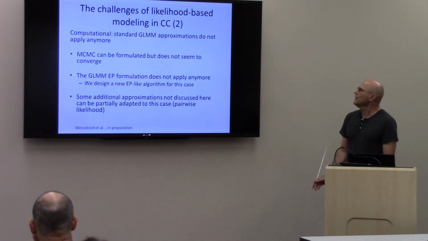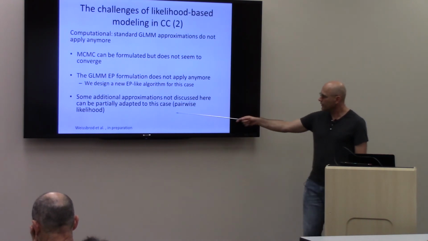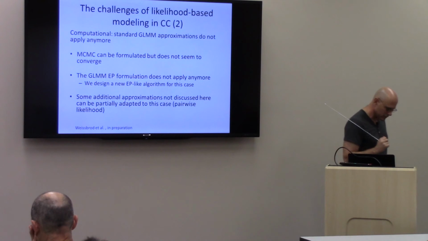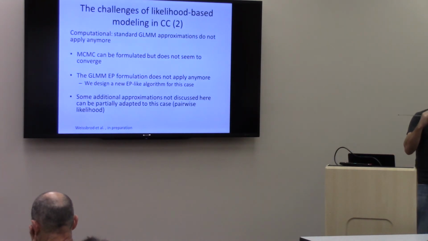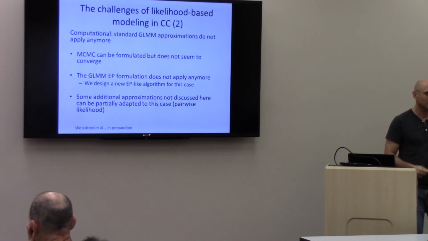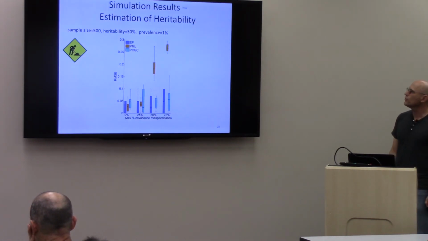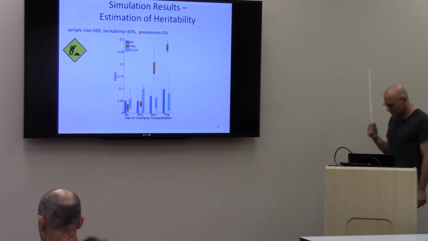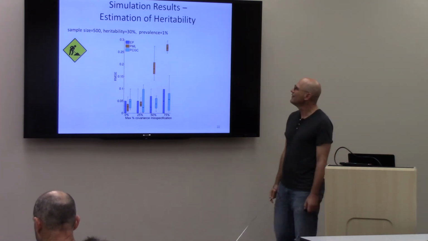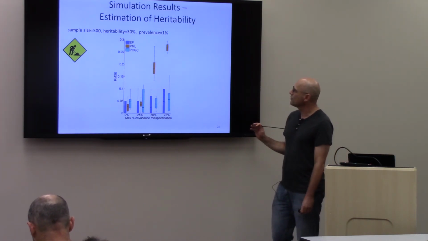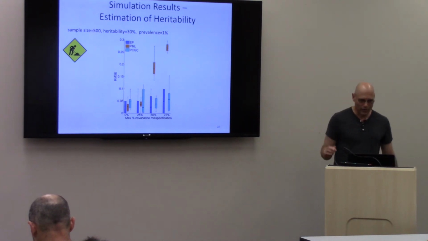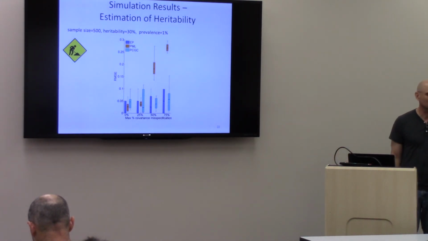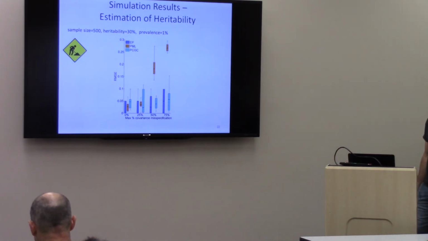And there are additional approximations that I've not discussed that can be adapted. In particular, the pairwise likelihood one is very interesting because that's a likelihood-based approach that's actually very similar to what I talked about for PCGC. Okay, so finally, I want to show you some results based on very, very complicated software and waiting a long time for the results. So there's no guarantee that it's accurate, but it's what we have so far.